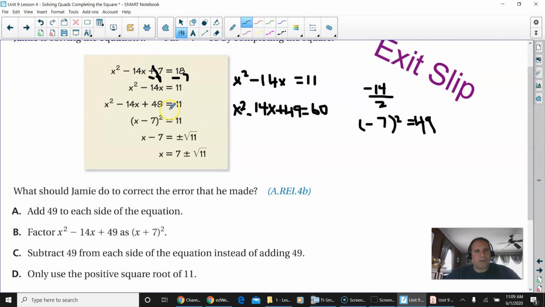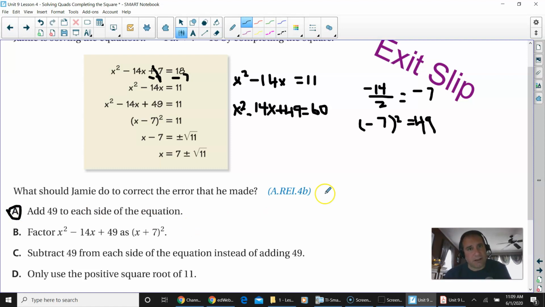Then I just took negative 14 divided by 2, and that became negative 7. Negative 7 squared, negative 7 times negative 7, is 49. So I would add 49 to the left side and add 49 to the right side. This is what it's supposed to be. This is what she has. So what can she do to correct this error? She could add 49 to both sides. She forgot to add 49 to that right side, and that was her error.